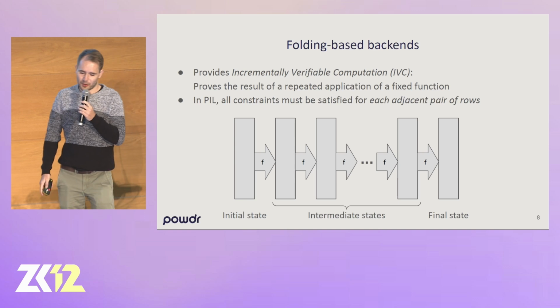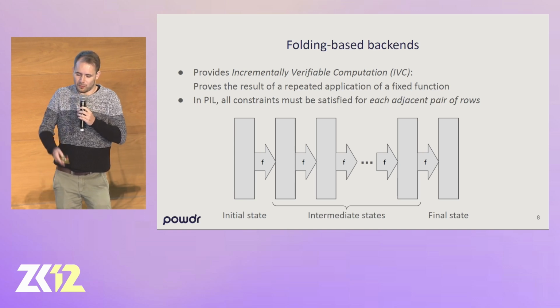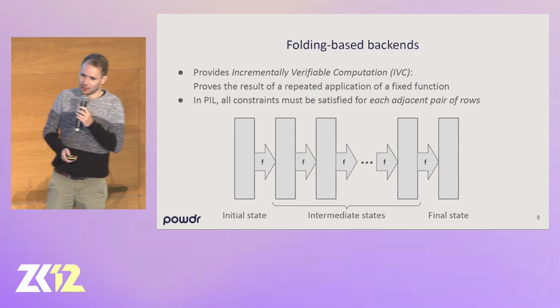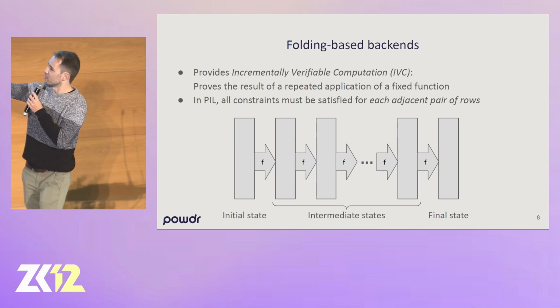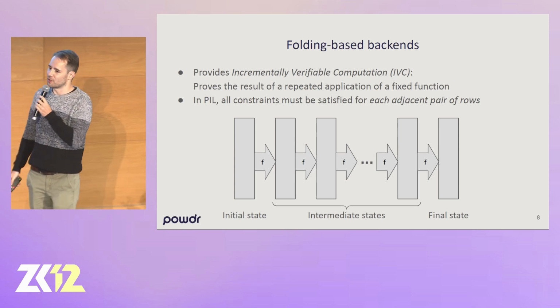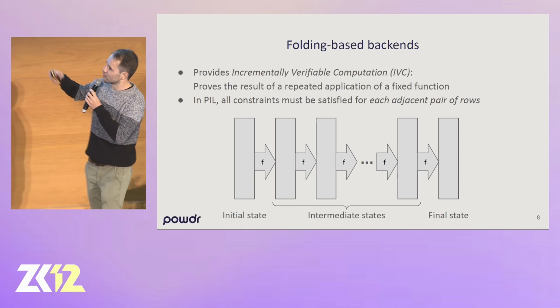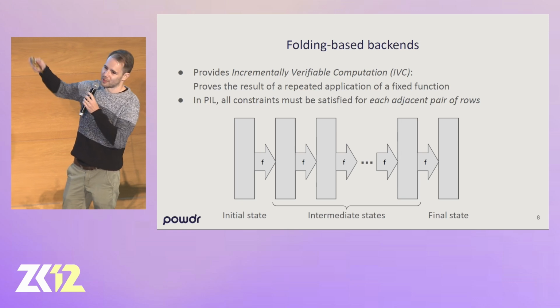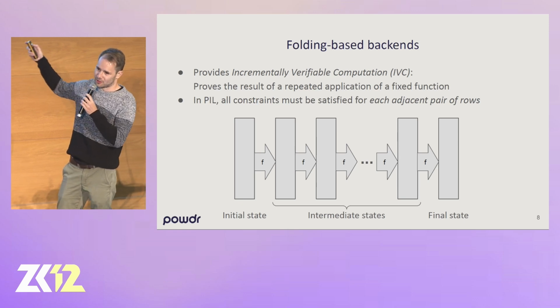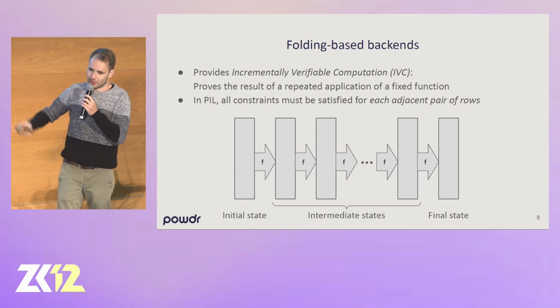And next up is folding-based backends. So what are folding schemes? One thing they do is provide incrementally verifiable computation, which means that you start out with some initial state, which you can think of as just a small vector of field elements, and then you keep repeating the application of a fixed function. It's always the same function in each step until you end up with some final state, and that's the result of your computation.